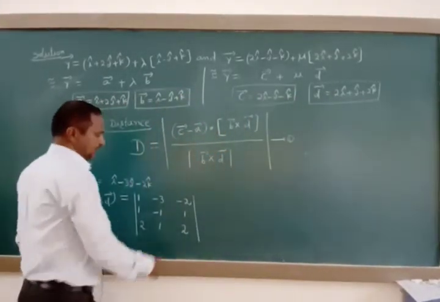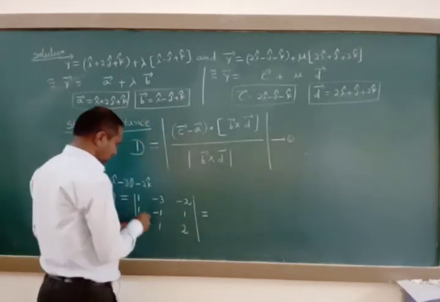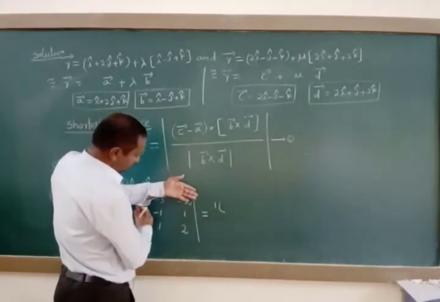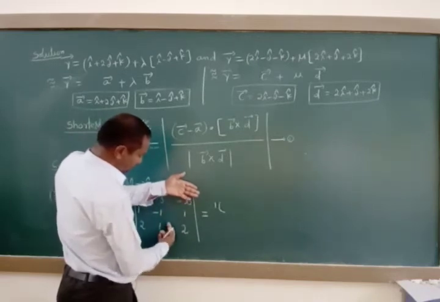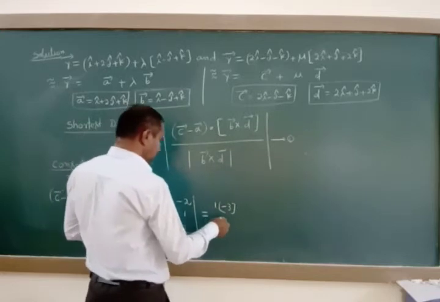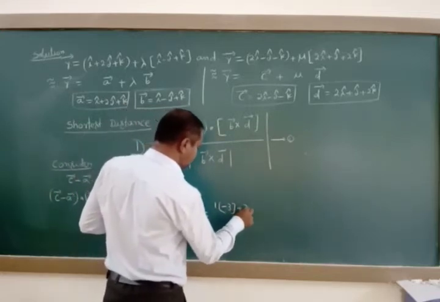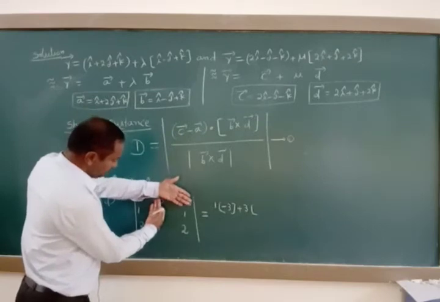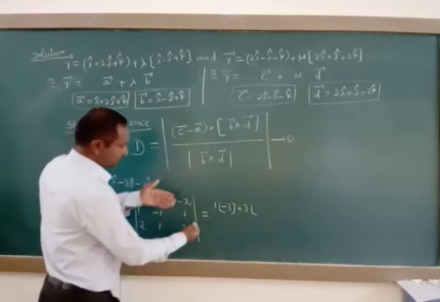Now we can expand with respect to the first row. Plus 1 into, deleting the row and column, you will get minus 2, minus 1, minus 3. Already minus is there, so minus of minus plus 3 into, deleting the corresponding row and column, you will get 2 minus 2, 0.